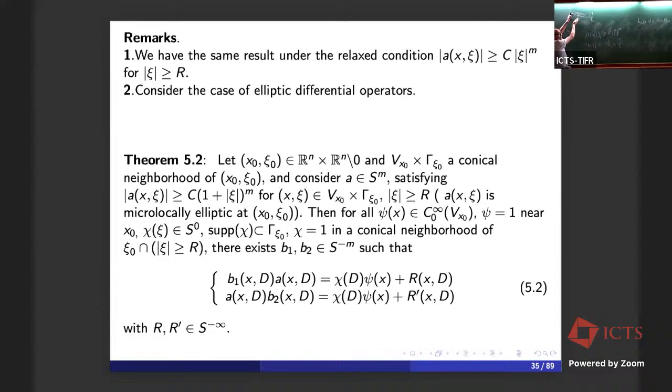So in this microlocal neighborhood of x0, xi0, this operator is identity. You see, because psi is equal to 1 and chi of D is exactly 1 microlocally near xi0. Take, for instance, chi of D applied to some distribution u, that gives you u near x0.